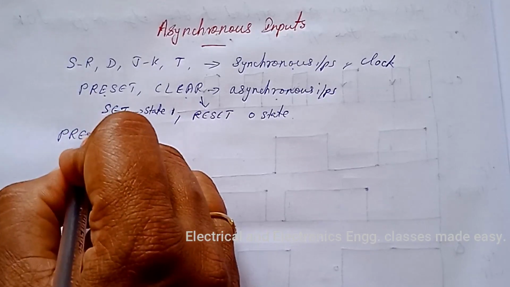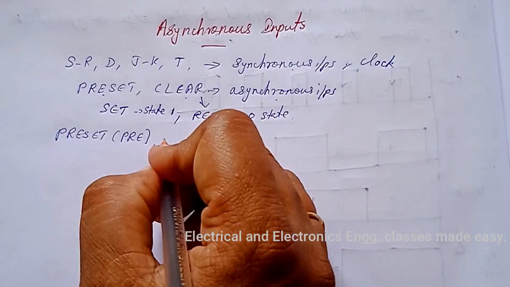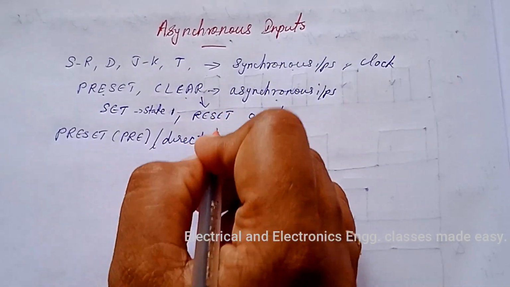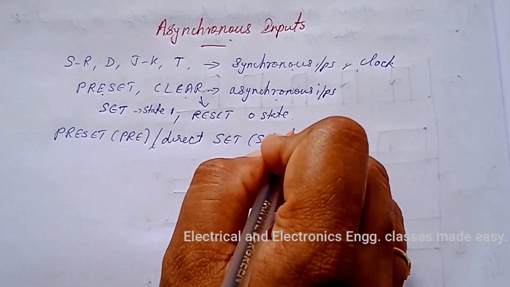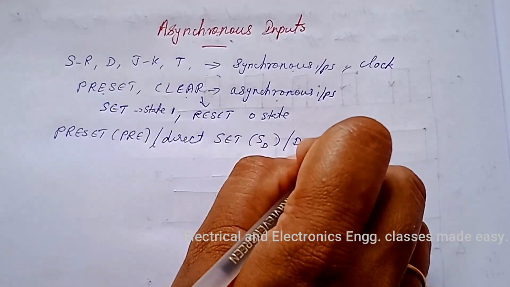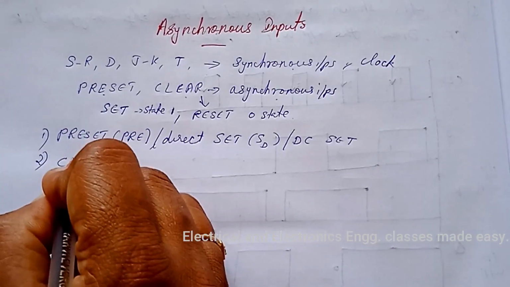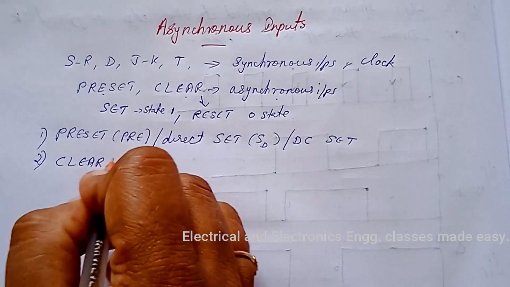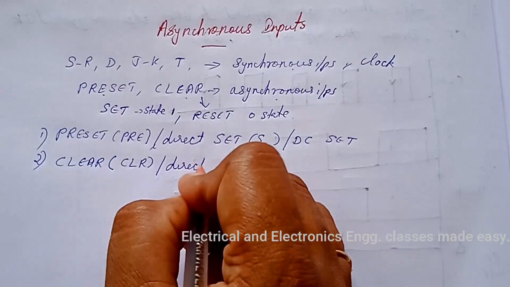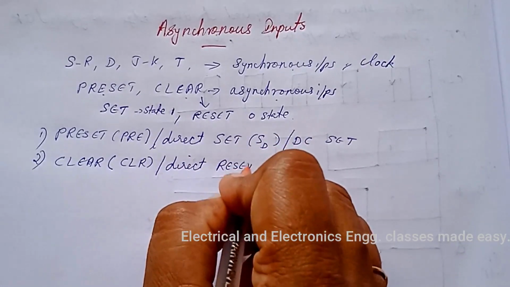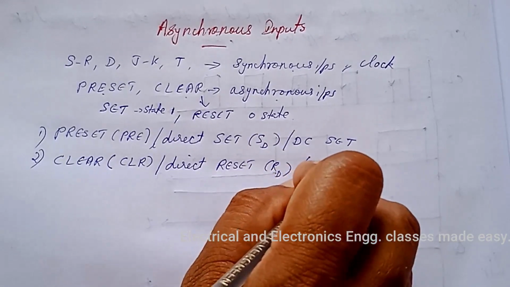Preset is denoted by PRE, also called direct set, denoted by SD, or DC set. The second one is clear, denoted by CLR, or direct reset, denoted by RD, also called DC clear.